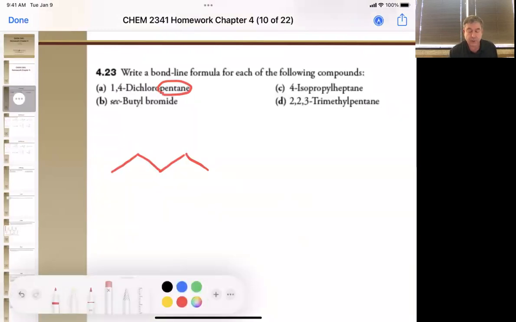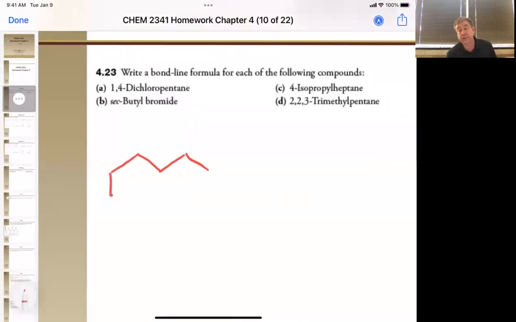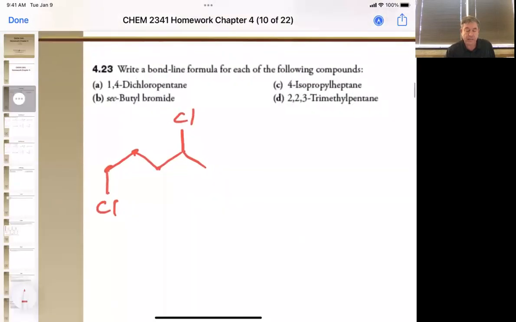So we're going to put 2 chlorines on here, and we're going to put them in 2 different positions. We're going to put them in the 1 position. We can just start on this side or the other side. It doesn't matter. Chlorine. And then 1, 2, 3, 4. So the other chlorine has to go here. All right. So we started with the big thing, drew it out, and then added our 2 things in their correct position. Okay, so let's see, we're going to do B now, sec-butyl bromide.